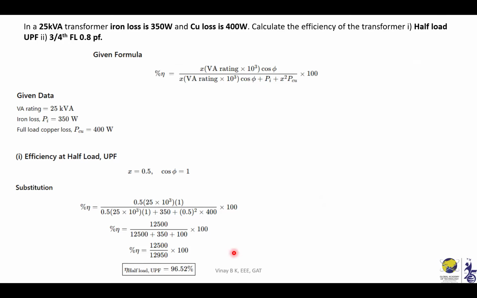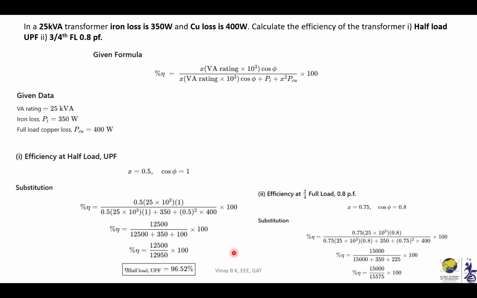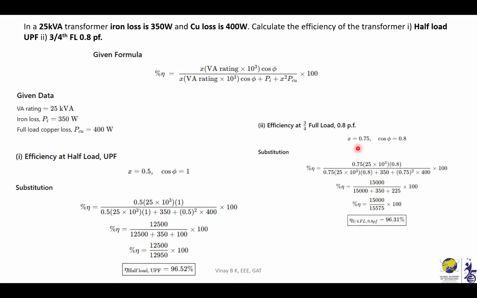Similarly, for 3 by 4th full load, that is X is 3 by 4, that is 0.75, power factor is 0.8. Substitute the value of X 0.75 into VA rating is 25 into 10 to the power 3 and power factor is 0.8 divided by output power plus Pi we know 350 plus X square, that is 0.75 square into 400. After simplifying this, we'll get efficiency for 3 by 4th full load as 96.31%.